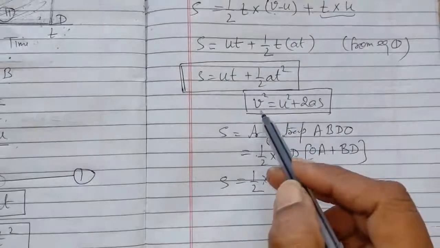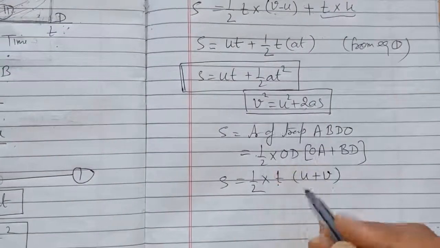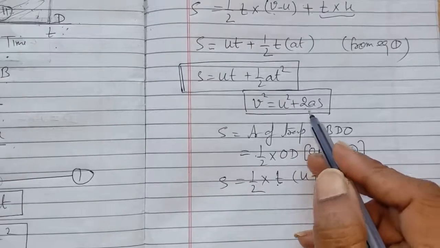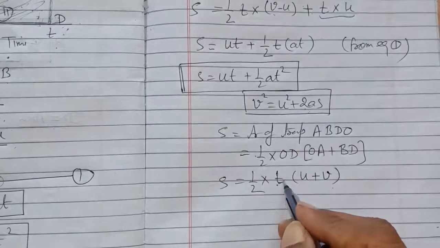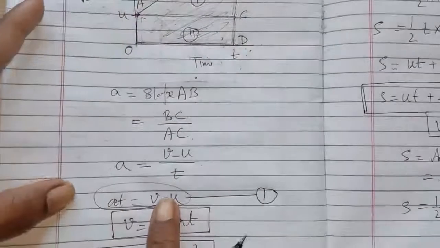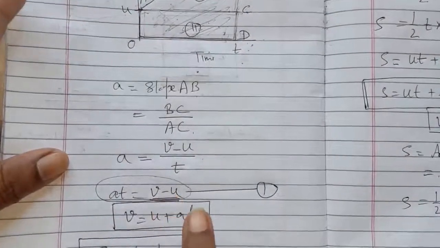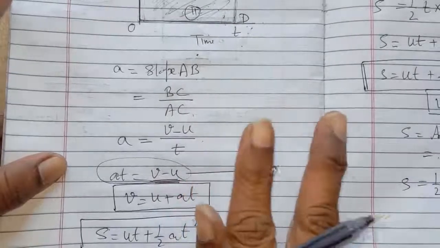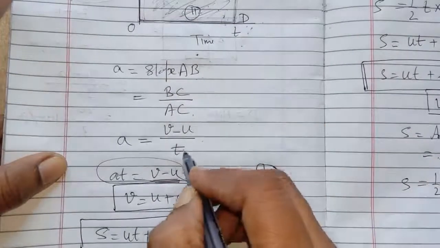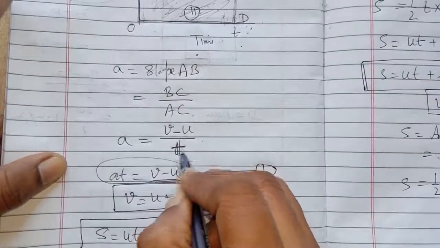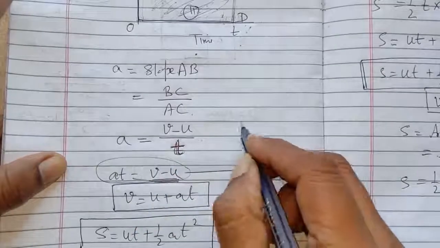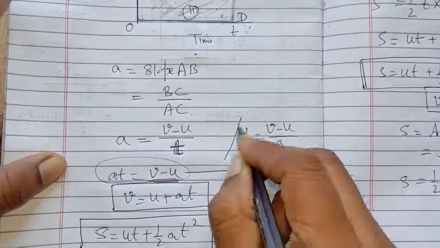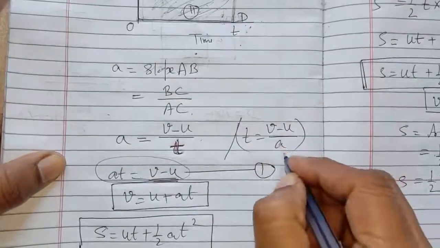Now for the third equation of motion, you don't need the value of T. Here the time is not present. So what will you do? You will find the value of T from first equation of motion. So I told you it is very important to do the first equation of motion for the derivation of second and the third. So you will find the value of T from here. So what is the value of T here? T is equal to V minus U upon A, है ना? And we can write it like the equation second.